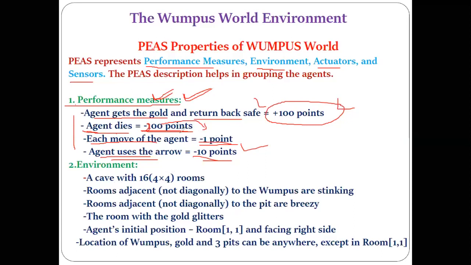Then the next important PEAS property we have is the environment. Now, what do you mean by the environment? I already told you what the environment means. Now, what is the environment for the knowledge-based agent or the AI agent or this player in the case of the Wumpus World environment or the Wumpus World game? What is the environment for that agent? Tell me.